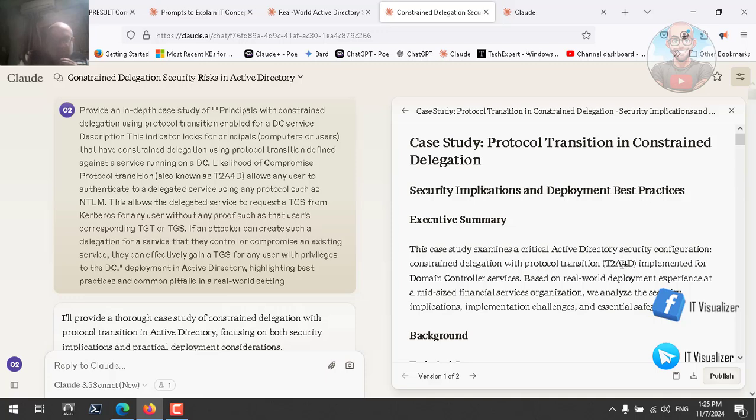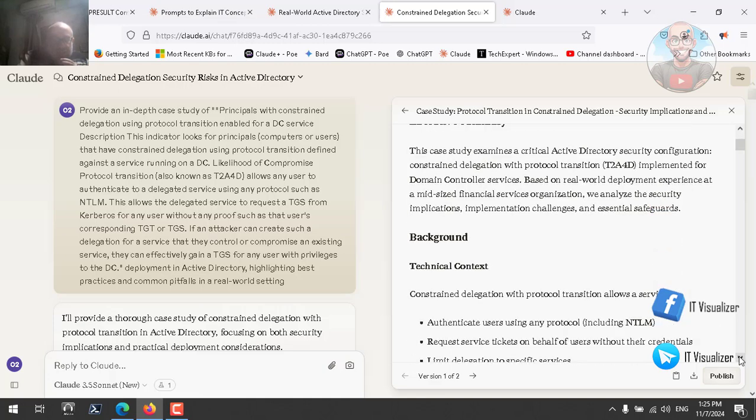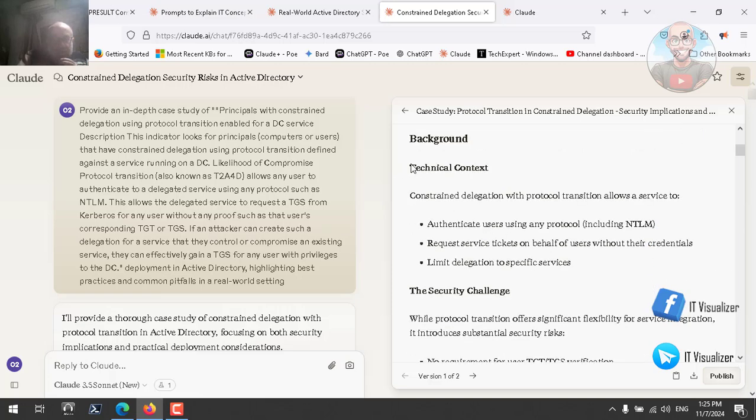Okay, this is, I think, the abbreviation. Implemented for a domain controller service, based on a real-world deployment experience at a mid-sized financial service organization, we analyzed the security implementation challenges and essential safeguards. Technical concept background.